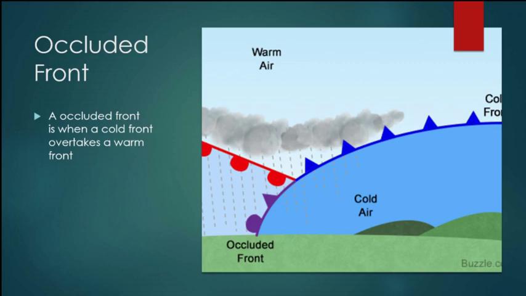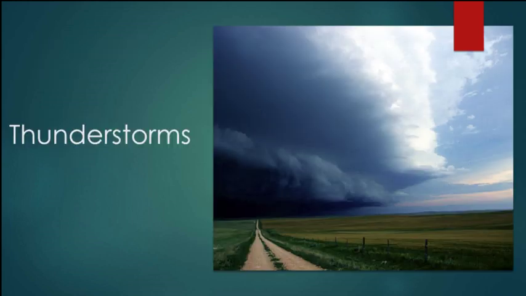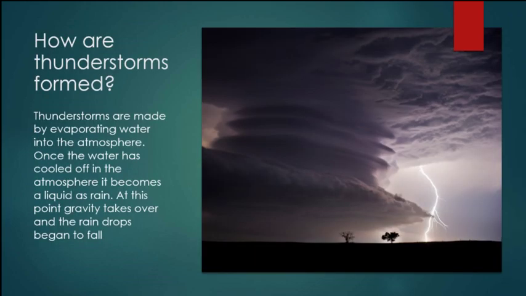Occluded front. An occluded front is when a cold front overtakes a warm front. Now we're into thunderstorms. How are thunderstorms formed? Thunderstorms are made by evaporating water into the atmosphere. Once the water has cooled off in the atmosphere, it becomes liquid as rain. This is the point where gravity takes over and the raindrops begin to fall.